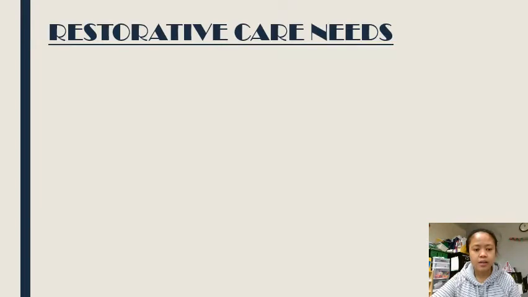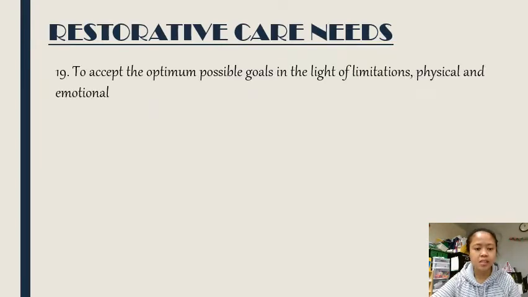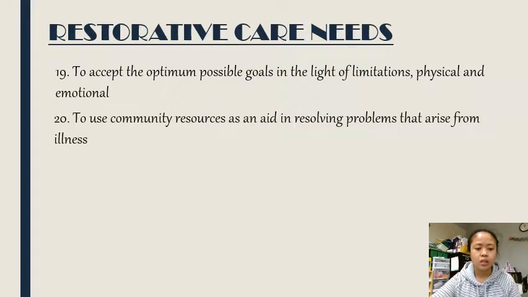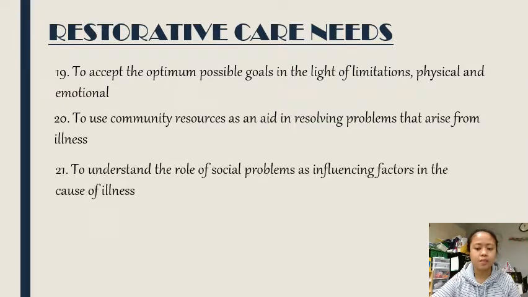The last category is the restorative care needs. Number 19, to accept the optimum possible goals in the light of limitations, physical and emotional. To use community resources as an aid in resolving problems that arise from illness. 21, to understand the role of social problems as influencing factors in the cause of illness.